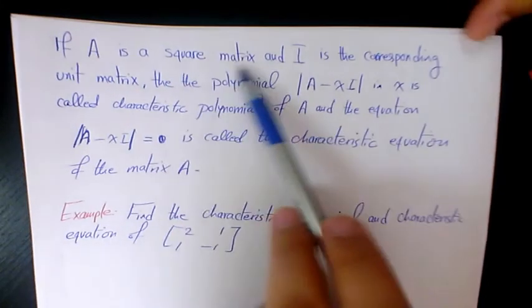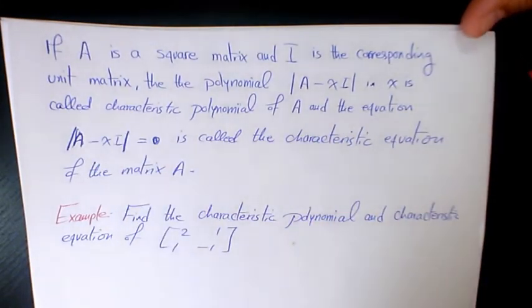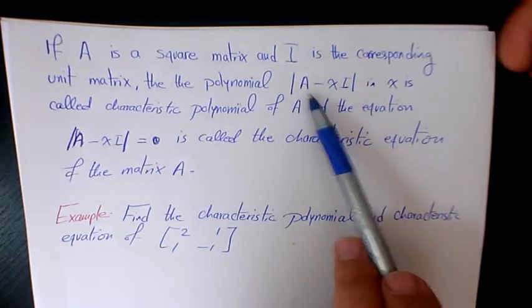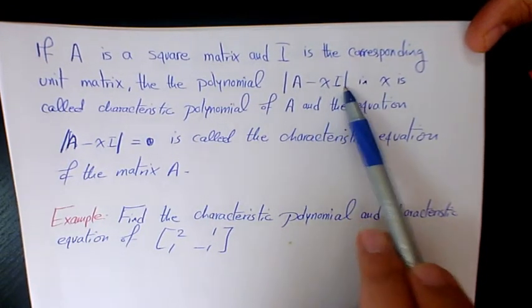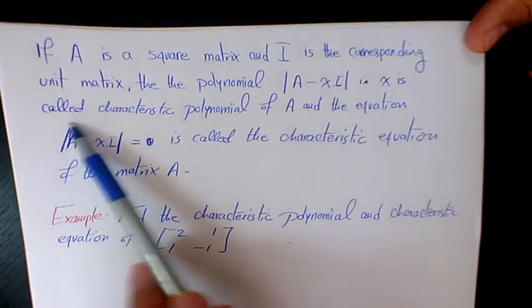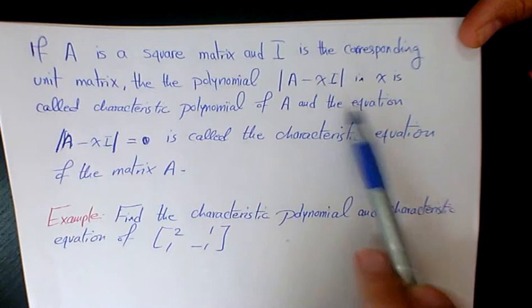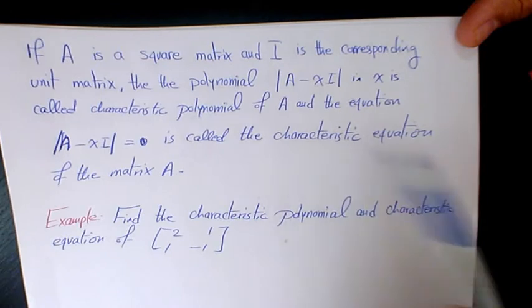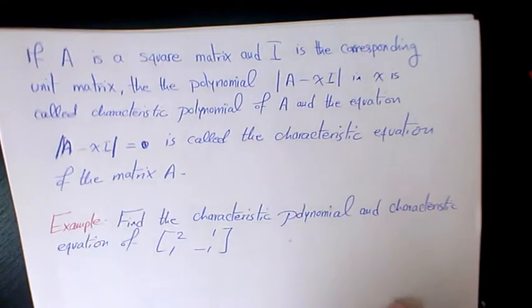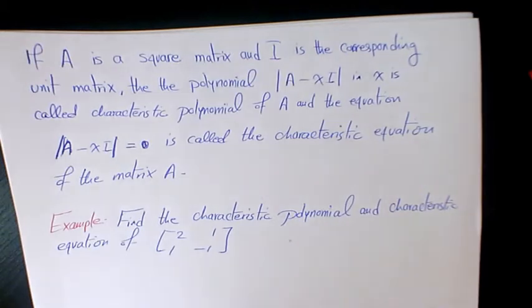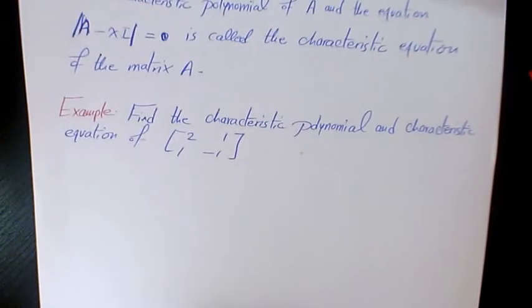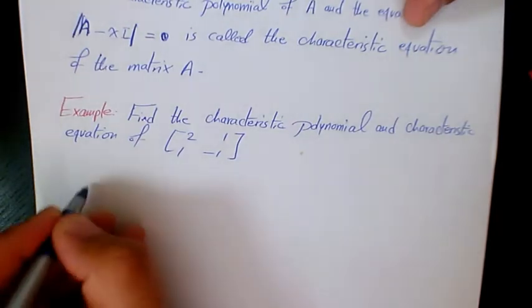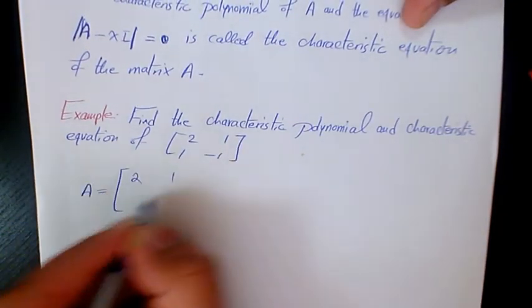If A is a square matrix and I is the corresponding unit matrix, then the polynomial determinant of A minus xI in x is called the characteristic polynomial of A, and the equation determinant of A minus xI equals 0 is called the characteristic equation. So we have characteristic polynomial and we have characteristic equation of the matrix A. Let's see this example. It says find the characteristic polynomial and characteristic equation of this matrix 2, 1, 1, -1. So A is 2, 1, 1, -1.